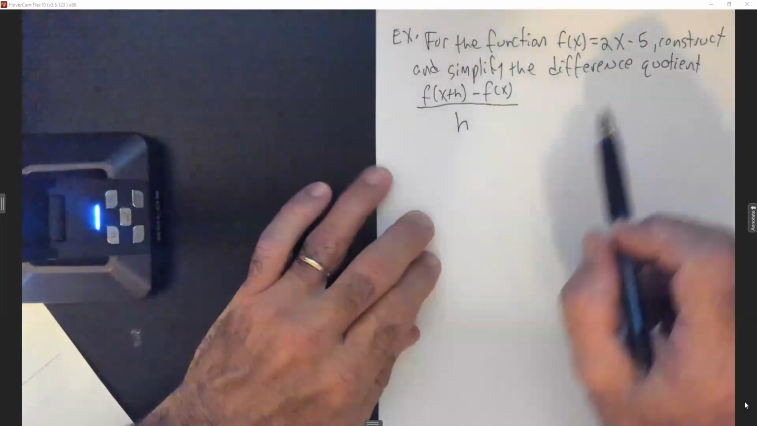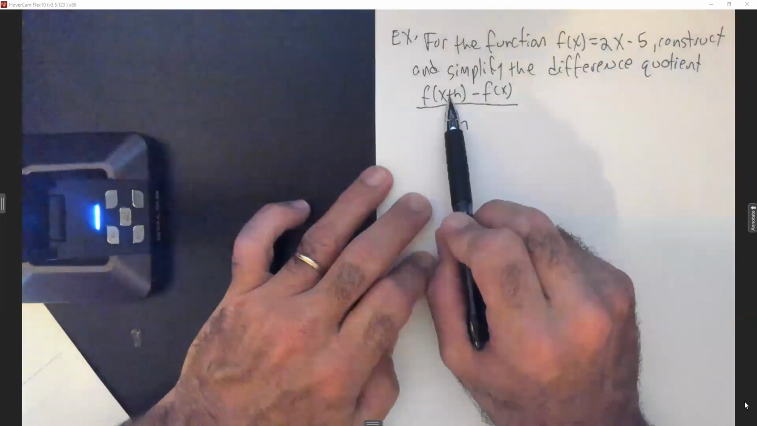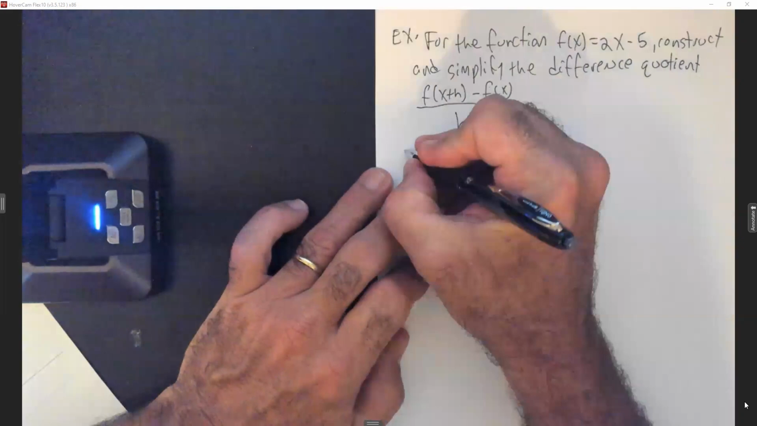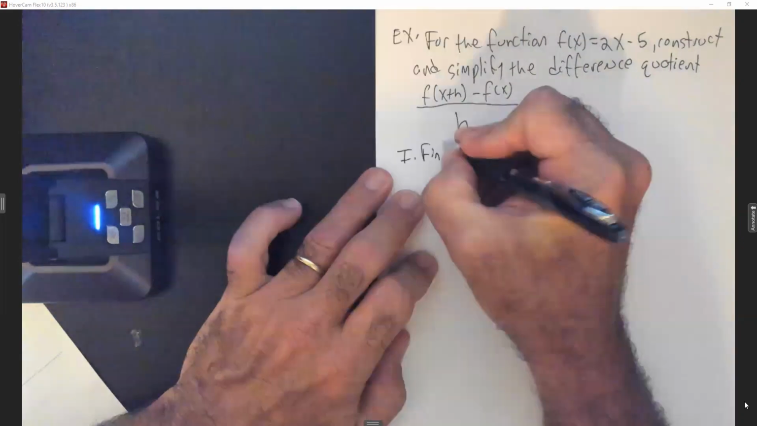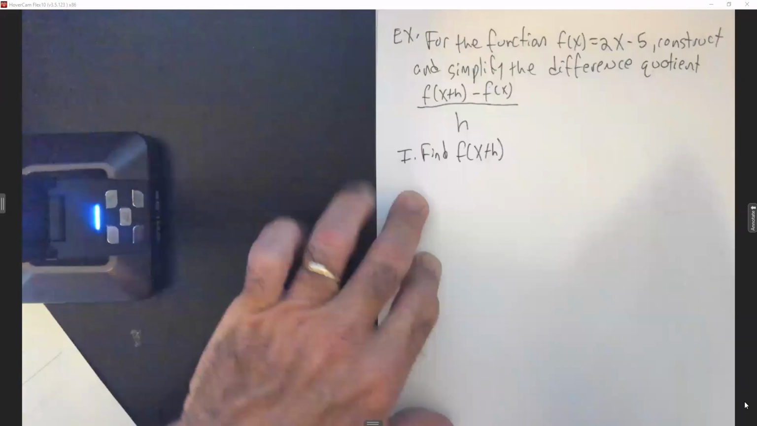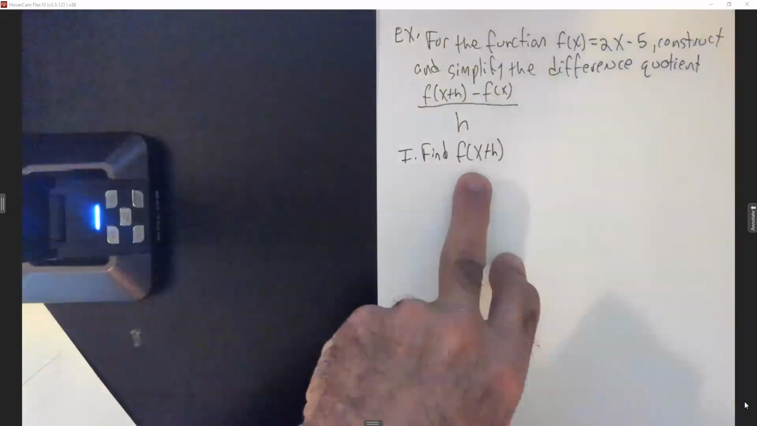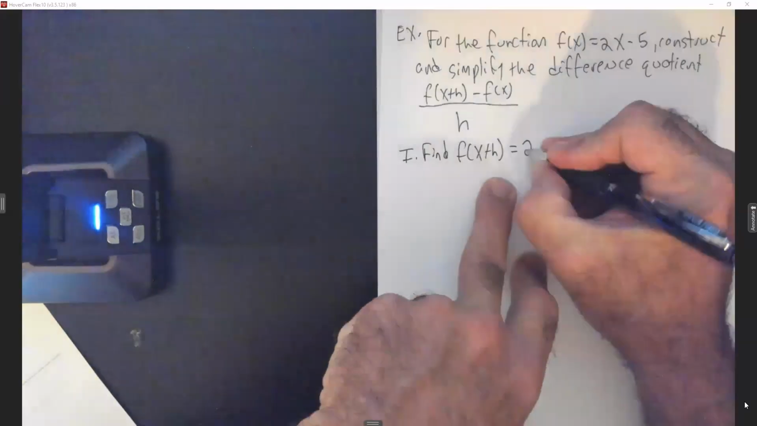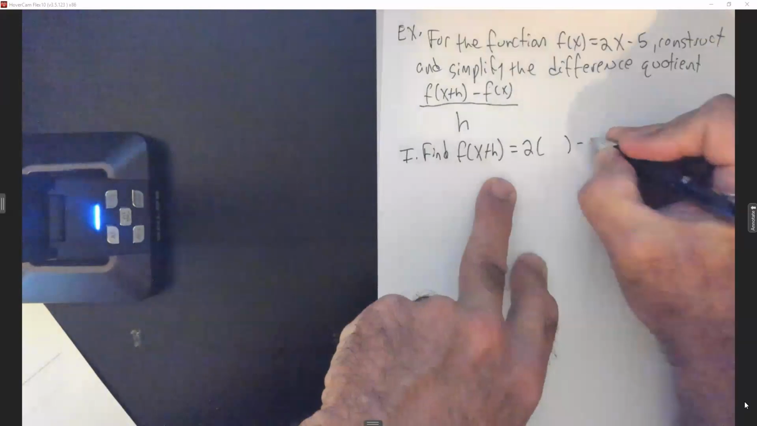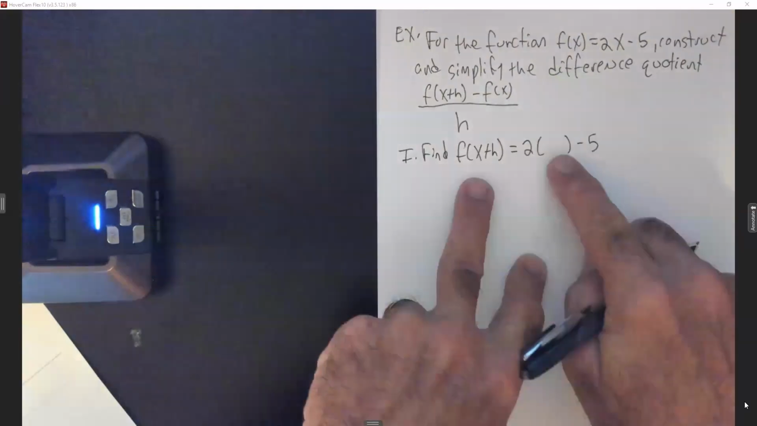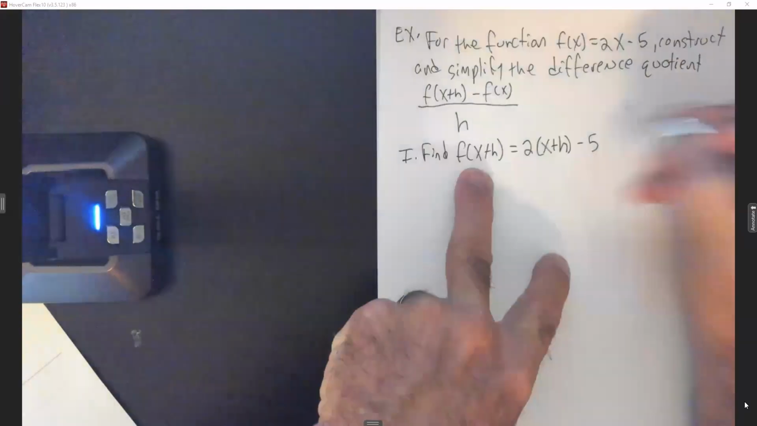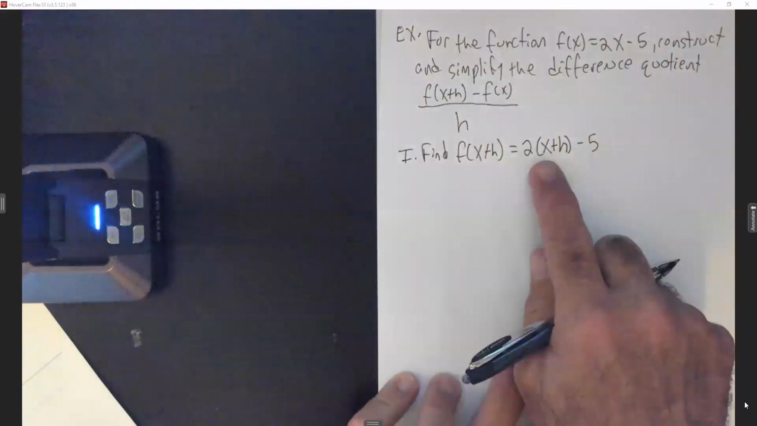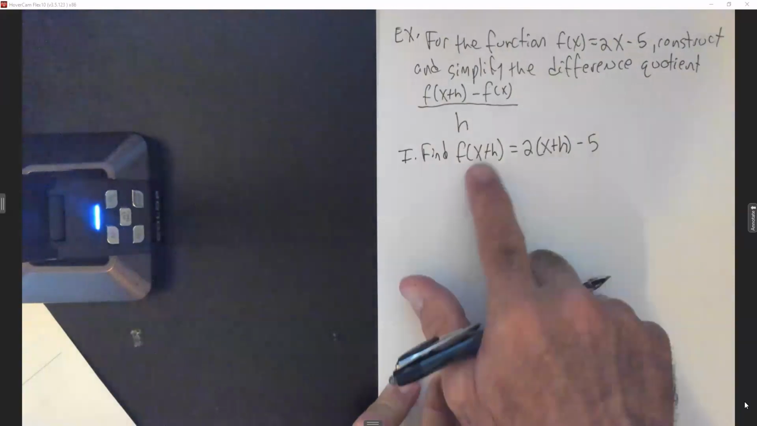So here's my function, f of x. The first thing I got to do is find f of x plus h. f of x plus h is going to equal this function, 2 times my x minus 5. In place of the x, I got to put x plus h. So it still looks like 2x minus 5, although my x is now the x plus h.